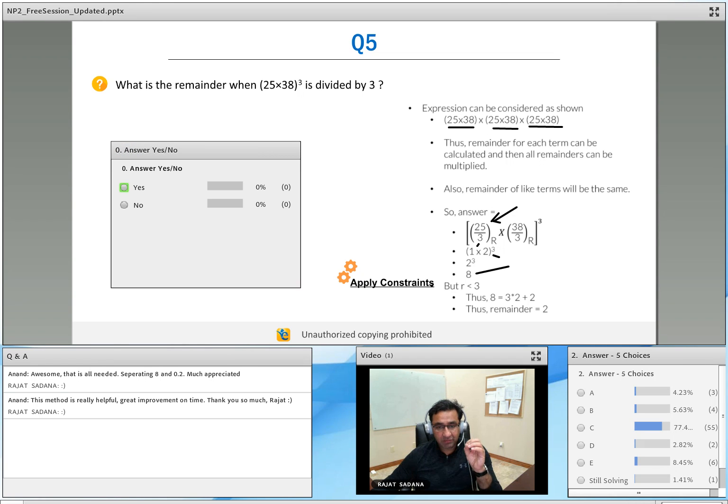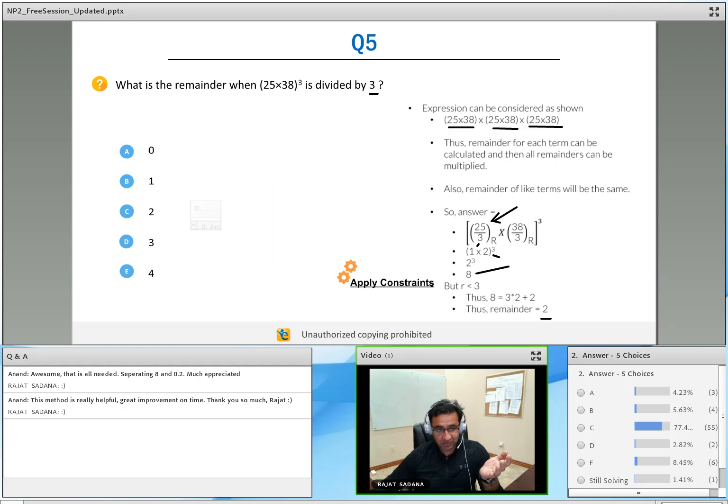So how many of you were able to get to 8? Select yes. But then when you get to 8, you really say, hey, but the remainder has to be less than the divisor. And the divisor over here is 3. So what I do, I divide 8 by 3. I express 8 as 3 multiplied by 2 plus 2, which means I get the answer as 2. And which is your choice C, which most of you got.